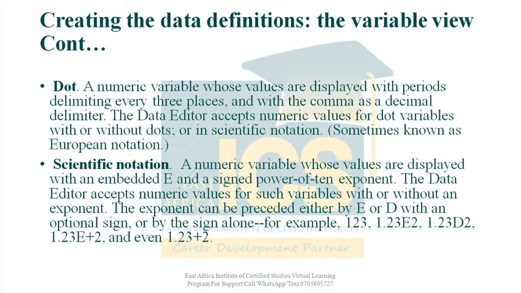Also, 123 can be written as 1.23 d2, d also denotes the power of 10. And it can also be written as 1.23 e plus 2. So that is with a sign. The e is with a sign, that means positive 2. And even 1.23 plus 2, which means we are now even ignoring to put an e, but we're putting a sign. So it can be a sign alone, or a d or an e with a sign. So it can be negative 2 or 2. Negative means it's going to the opposite direction, that is to the left.